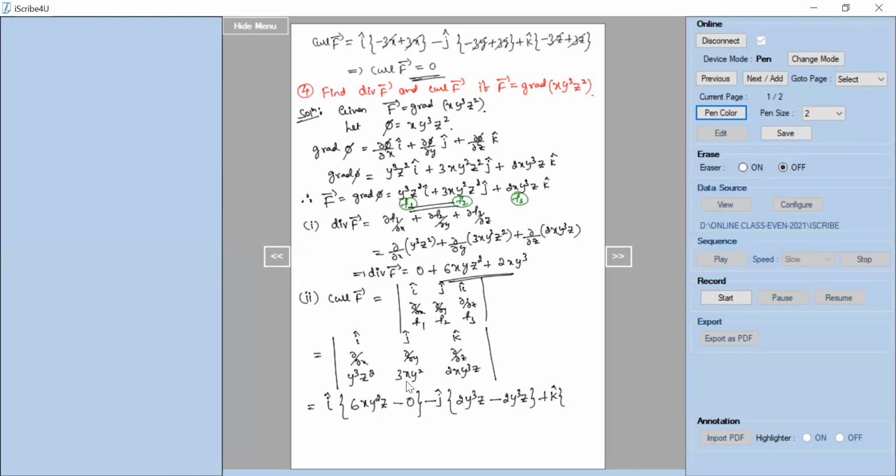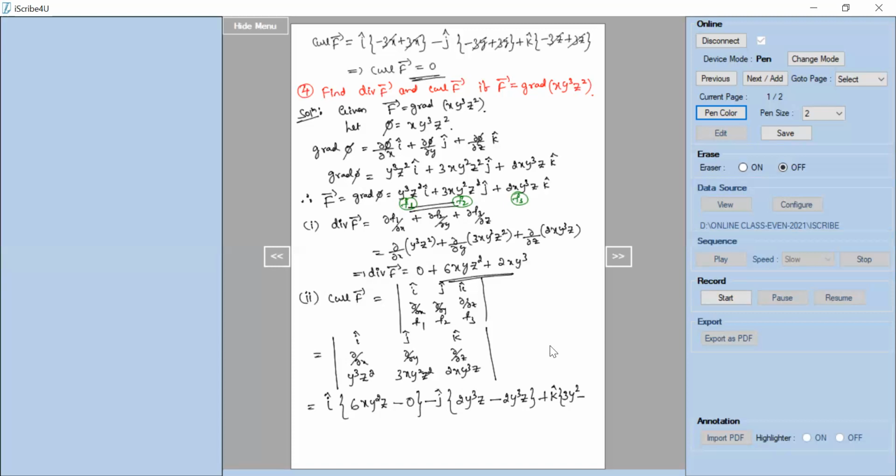Dou by dou x of this. Differentiation of x is 1. So it is 3y square. Then minus dou by dou y of this. So differentiation of y cube. Oh, sorry, I made a small mistake here. This is 3xy square z square, 3x square y square z is the 2xy cube z. Okay, i cap. This is dou by dou y of this one. It is correct. Dou by dou z of this, it becomes 2 into 2.